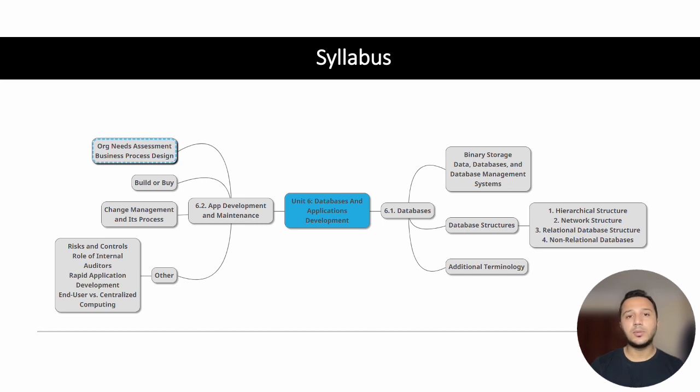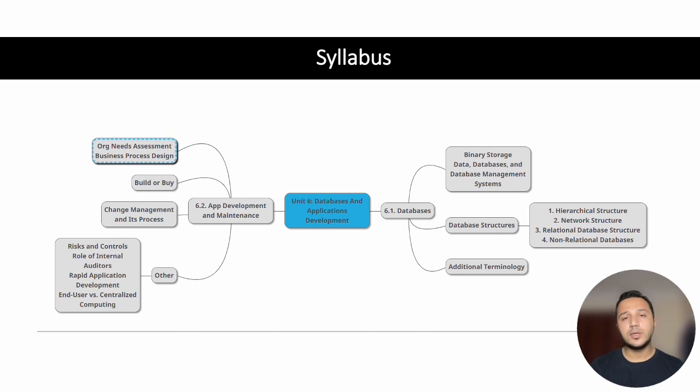The second key element that we will be discussing under databases is the structure. There could be different types of structures in a database. There are hierarchical structures, network structures, relational and non-relational database structures. Then there are certain additional terminologies that we need to be acquainted with.